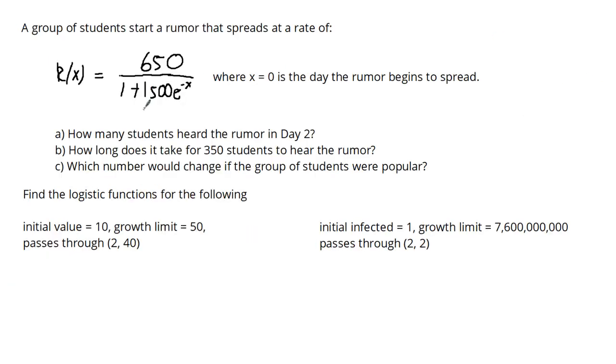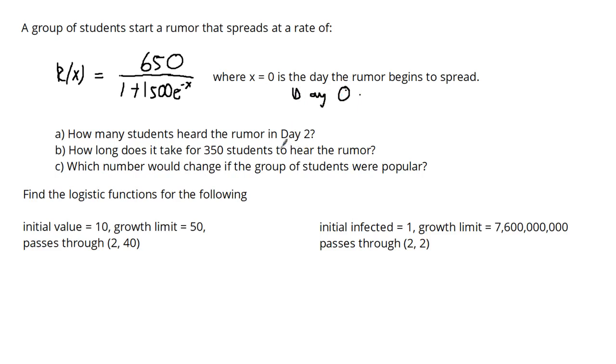So a group of students start a rumor that spreads at this rate, right? 650 over 1 plus 1,500 e to the minus x. And how many students heard the rumor in day 2 is our first question. We'll have day 2, so our unit's just 2. X equals 0 is the day it begins to spread. That's day 0.